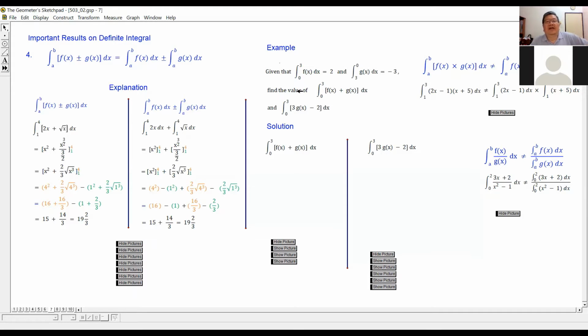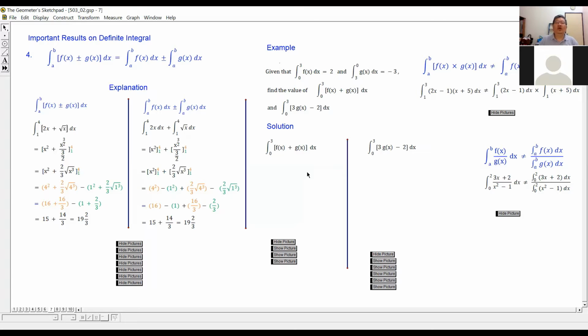Then find the value of this. Find the value of this means they want us to find the value of this definite integral, which is the sum of the two functions. Then the second part, you are also asked to find this definite integral, which is the integral of 3g(x) minus 2 dx.